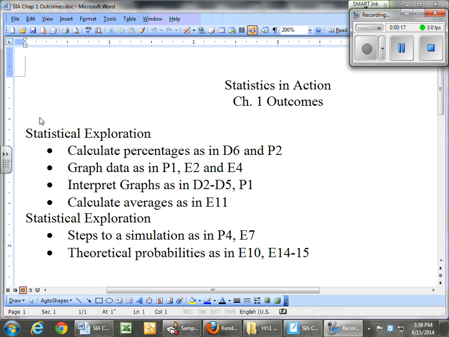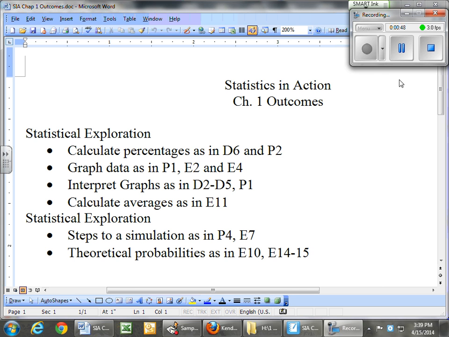This statistical exploration, the first part of the chapter here, you guys did a real good job of calculating percentages and averages and making dot plots, and you've been doing that since probably Math 7 or probably even before that. That part you guys have done a great job on, but I did want to take just a minute to go through the statistical exploration and the steps to a simulation, like question E7.